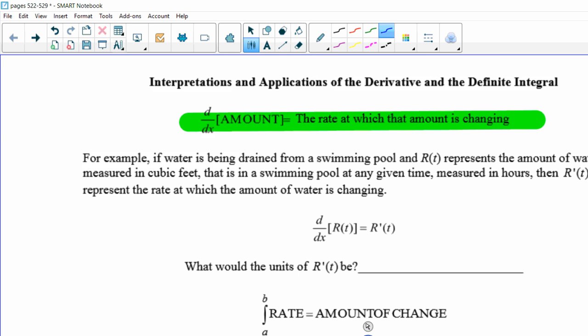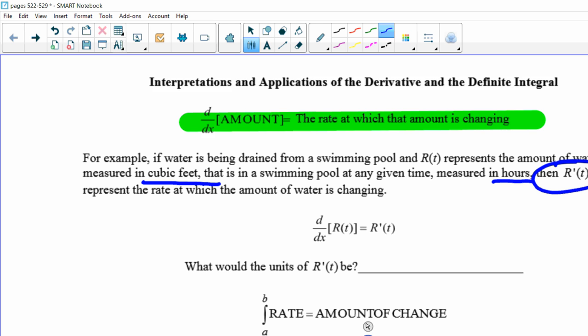For example, if water is being drained from a swimming pool and R of t represents the amount of water, measured in cubic feet, that is in the pool at any time t, measured in hours, then R prime of t would represent the rate at which the amount of water is changing. What units would that be in? Cubic feet per hour.